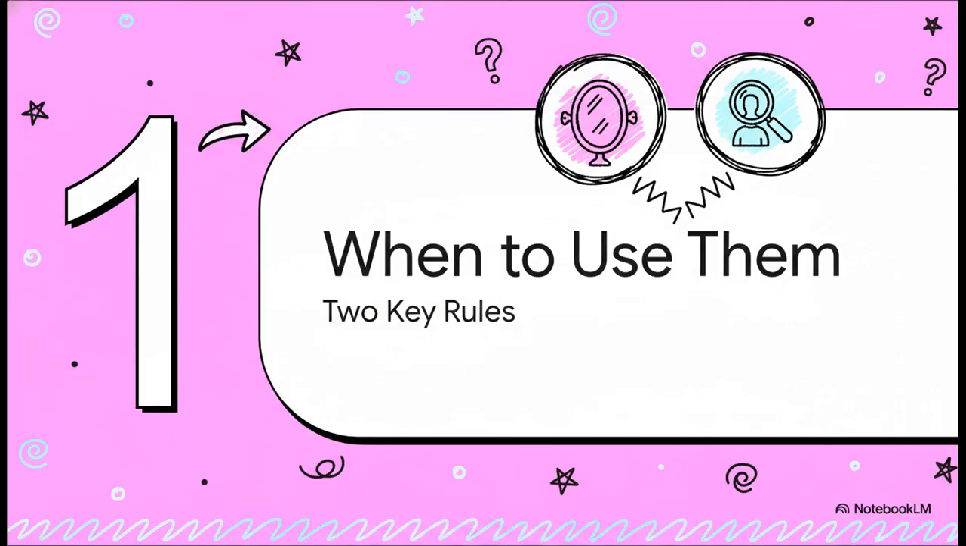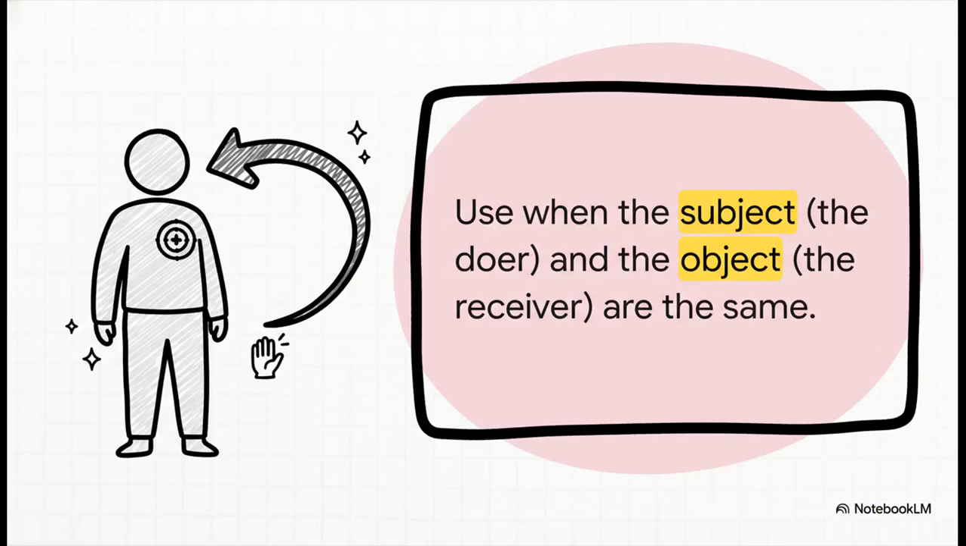Okay, so we know what these words are now, but the million-dollar question is, when do you actually use them? Well, it really boils down to two main rules. Let's break them down, one by one. All right, rule number one. This is the big one, the most common reason you'll use these words. You use a reflexive pronoun whenever the subject of a sentence, the person doing the thing, is the same as the object, the person receiving the thing. The action literally bounces right back to where it started.